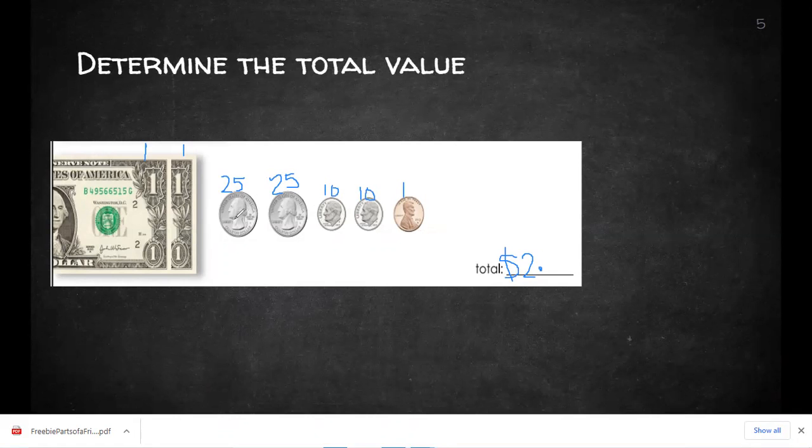Now I'm going to count my coins. 25, 50, 60, 70, and 71 cents. So our answer would be $2.71. Great job, friends.